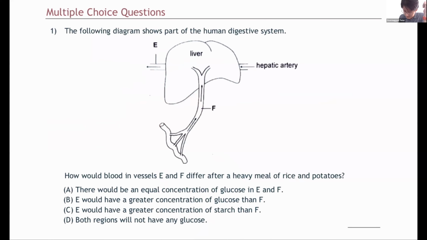Hepatic. Immediately when we see hepatic, we need to associate it with the liver. Hepatic means this particular thing is connected to the liver. Our blood vessels have two names, like a name and surname, just like me, Jason Pang. The name, hepatic, tells me which organ it is connected to. The other part is always connected to the same organ, always the heart.